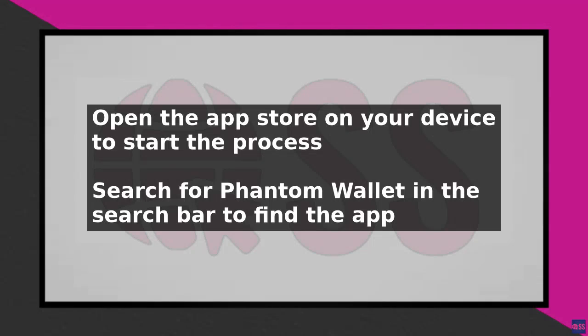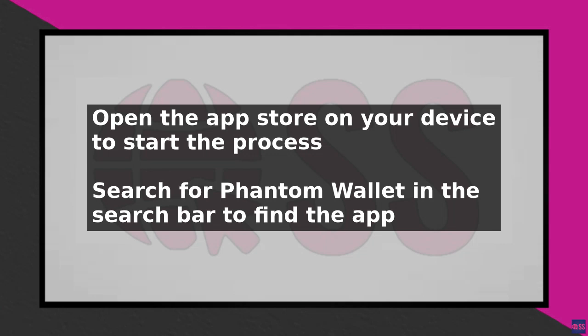To download and install the Phantom Wallet app, start by opening the App Store on your device. Either the Apple App Store for iOS devices or the Google Play Store for Android devices. Search for Phantom Wallet in the search bar and select the app from the search results. Once you have found the Phantom Wallet app, click on the Install or Get button to begin the download process.